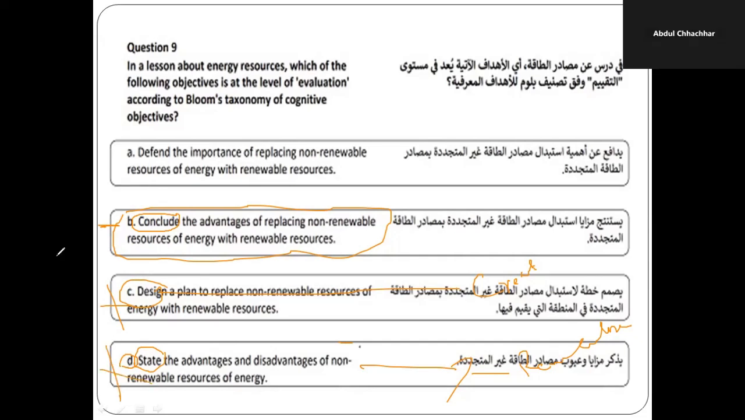Now, whether it's A or B. Let's see. Somebody said conclude the advantages of replacing non-renewable resources of energy with renewable resources. Don't you think so? We are comparing in this option. Please check.